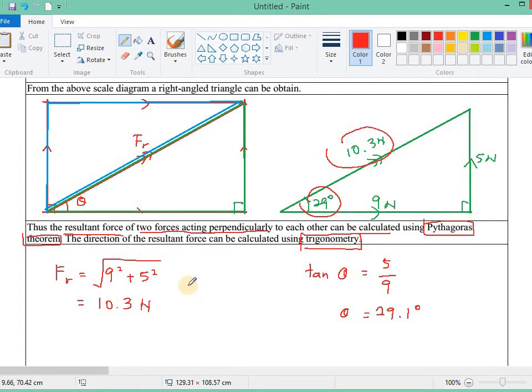So that means the resultant force equals 10.3 Newton in the direction of 29.1 degrees from the 9 Newton force. Okay? Get the idea?